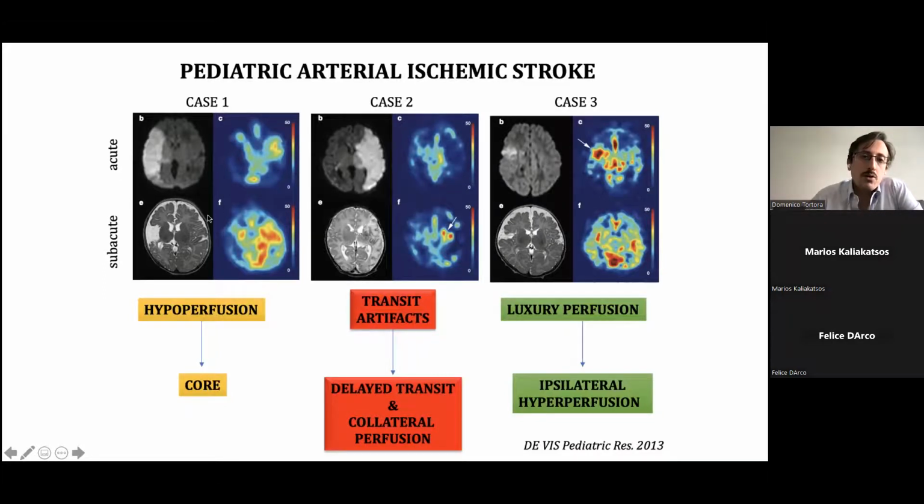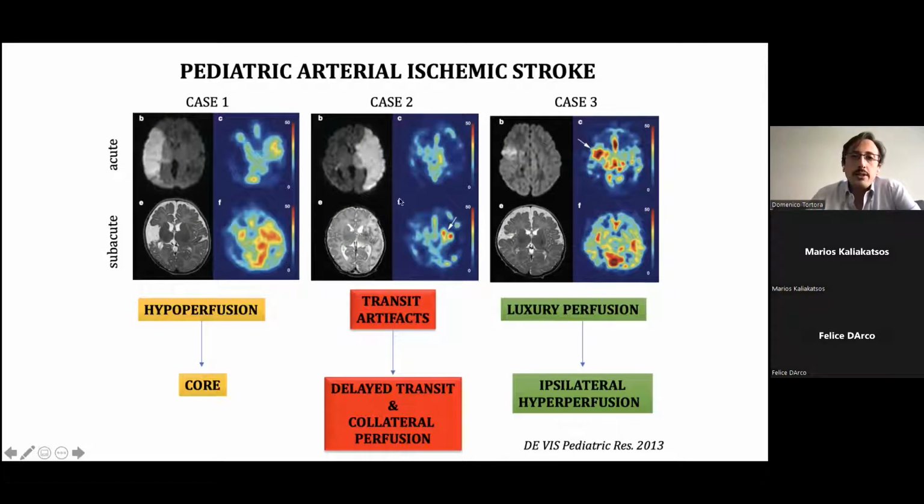It's important also to look at the periphery of the ischemic stroke on ASL maps, because sometimes you can see spots of hyperperfusion within the vessels surrounding the ischemic core. These are called arterial transit artifacts, and they are really important because their presence indicates a collateral perfusion and is associated with a better clinical outcome after the stroke.